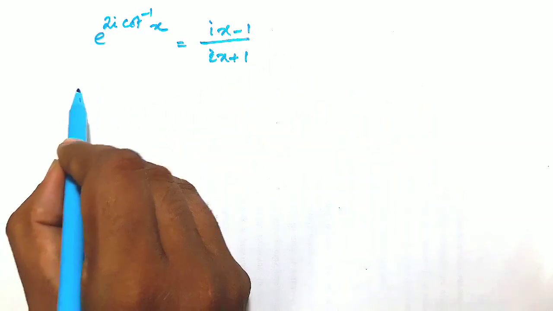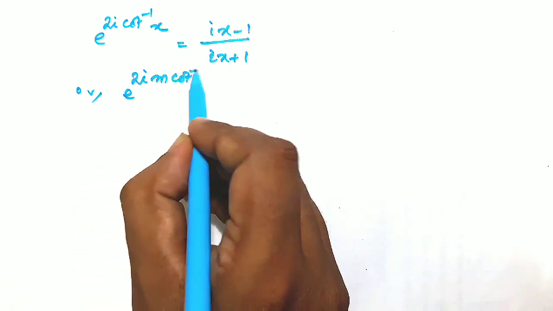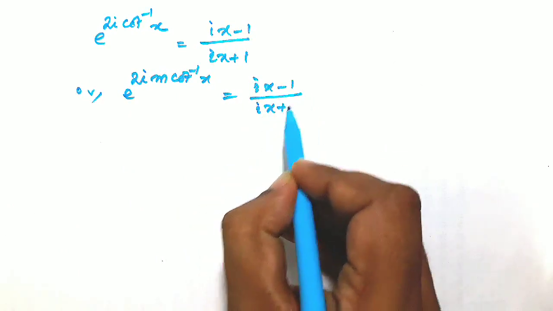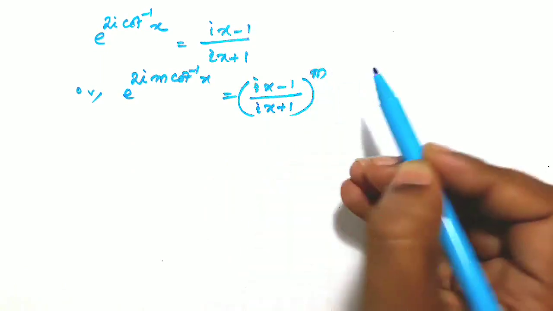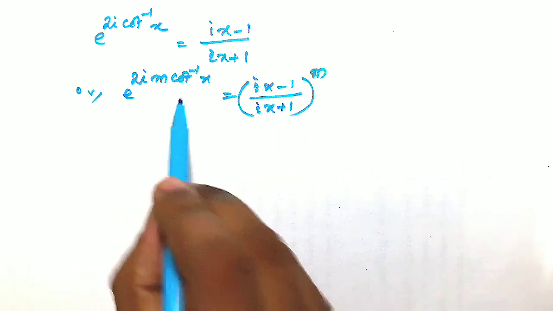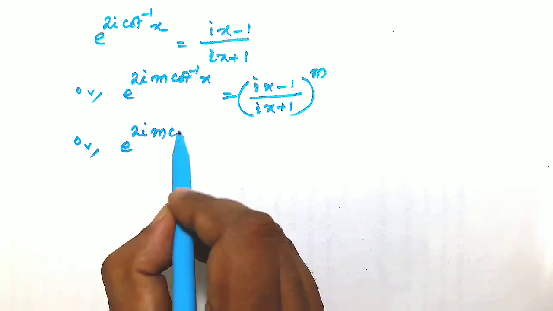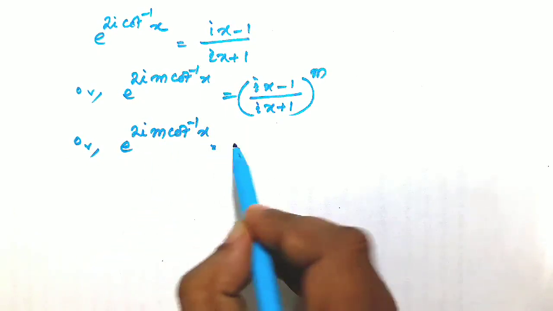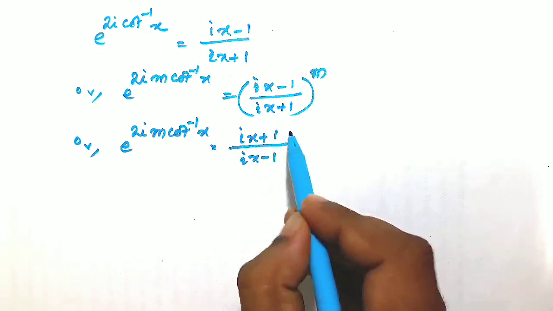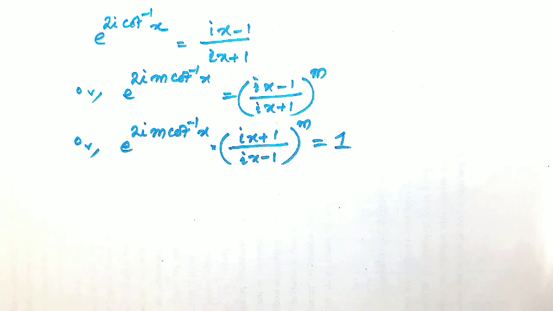So we shall now raise the power. Okay, e to the power 2im cot inverse x is equal to ix minus 1 divided by ix plus 1 whole to the power m. Okay, so friends, now we want to transfer this right side to left side. So this will be now e to the power 2im cot inverse x into ix plus 1 upon ix minus 1 whole power m is equal to 1. This is actually the proof.